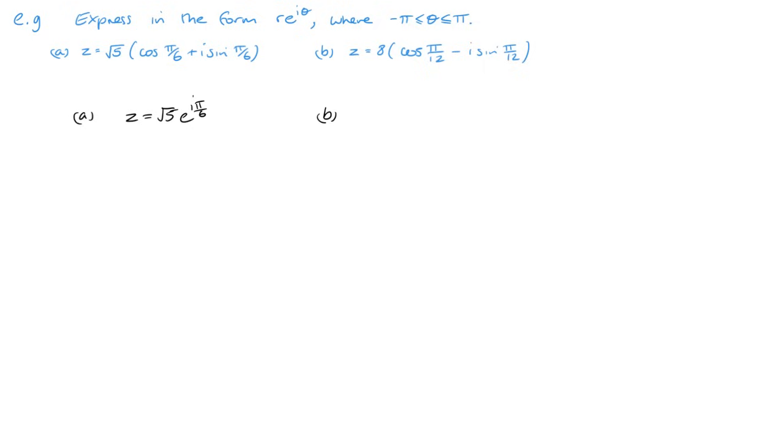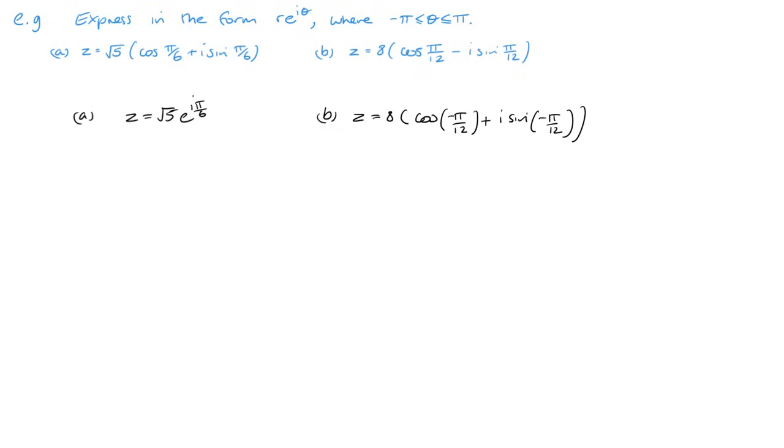Now for b, we've got a little bit of a problem. We've got a minus sign here, so first of all, I need to change that. So z is 8, and if I change my angle to a negative angle, I get cos of minus pi by 12, and then this one will go to a positive i sine of minus pi by 12.